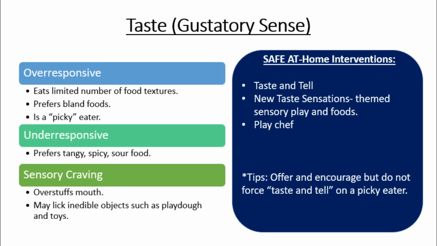Safe at-home interventions would be things like taste and tell, which would be an activity where either they see the food or maybe you have them blindfolded. It depends on their comfort level, but you can have them taste whatever it is and tell you what they think it is. So maybe it's peanut butter, and see if they can identify it just from taste or help them to associate this is peanut butter, this is what it tastes like.